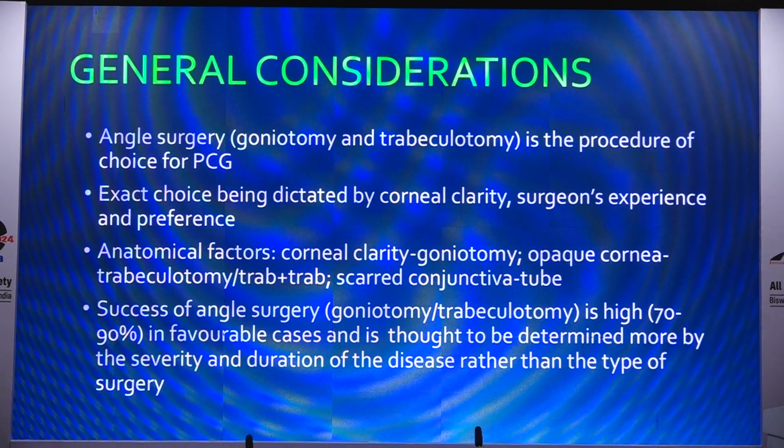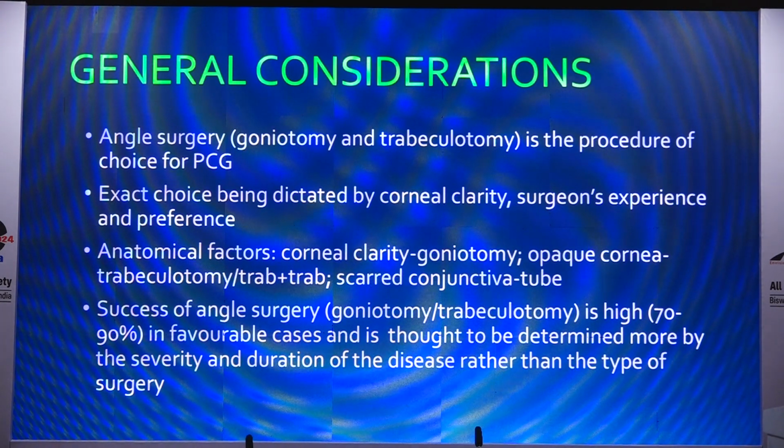What are some of the general considerations? The angle surgery, that's goniotomy and trabeculotomy, is the procedure of choice for primary congenital glaucoma. What should be the exact choice, whether it's goniotomy or trabeculotomy? It's dictated by the corneal clarity, surgeon's experience, and preference. The anatomical factors that would guide us are: number one, corneal clarity.